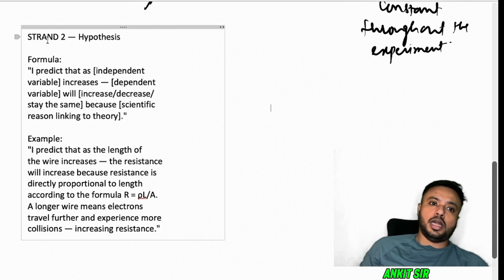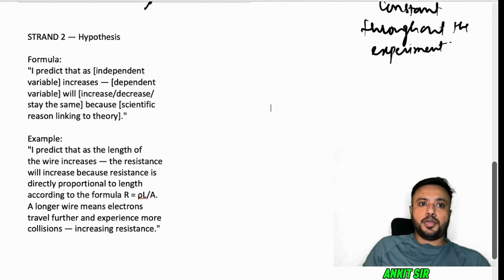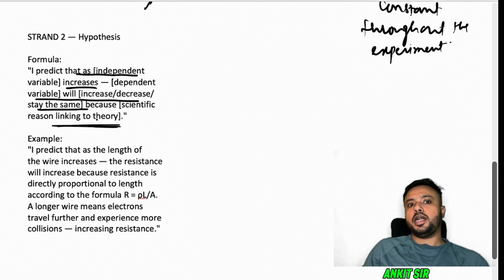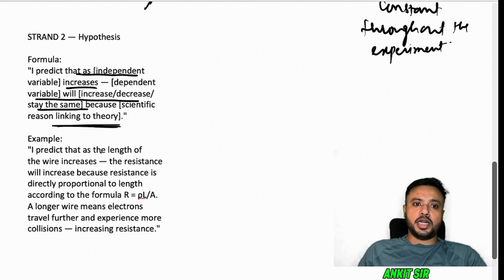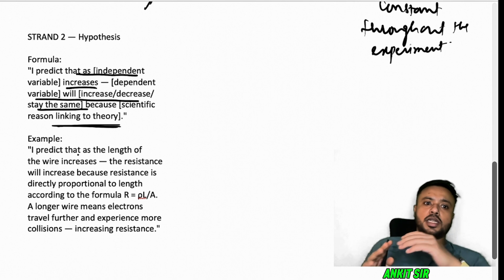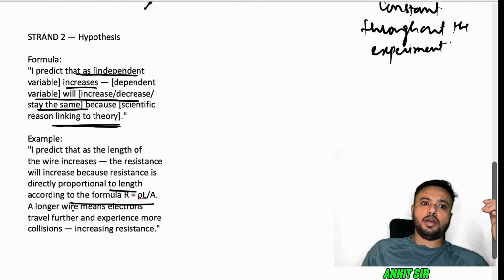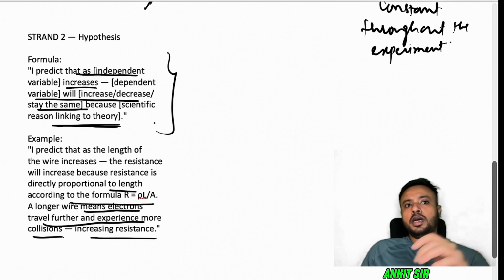The format to write the hypothesis is: I predict that as the independent variable increases, the dependent variable will increase, decrease, or stay the same, because of scientific reasoning linked to the theory, which you also have to write. This basically comes under the justification part of the hypothesis. An example is: I predict that as the length of the wire increases, the resistance will increase, because resistance is directly proportional to the length of the wire according to the formula R equals rho L by A. A longer wire means electrons travel further and experience more collisions, which increases the resistance. So this is how exactly you have to write the hypothesis, guys.